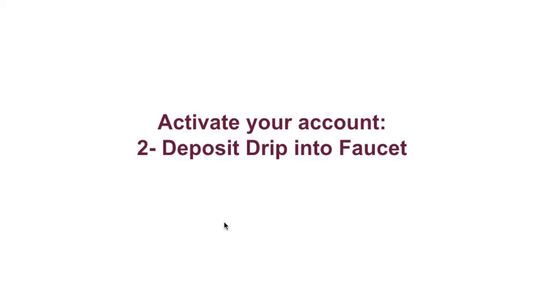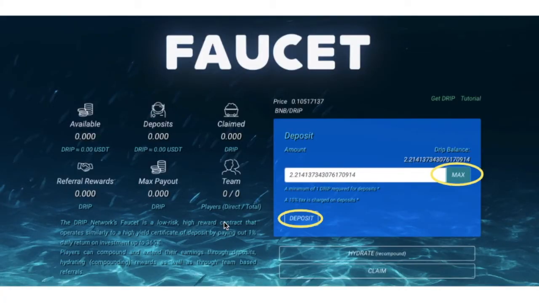Step 2, we need to now deposit drip into the faucet. The way that you do that is you scroll back up. We're still on the faucet page, and we're going to find the place that says deposit. Okay. Now up here, it's going to show us how much drip I actually have in my wallet at the moment. You're going to click on maximum here. Okay. Don't leave any drip in your wallet, because it's just going to sit there and do nothing. And you have to have a minimum of 1.1 drip in here, or this is not going to work.